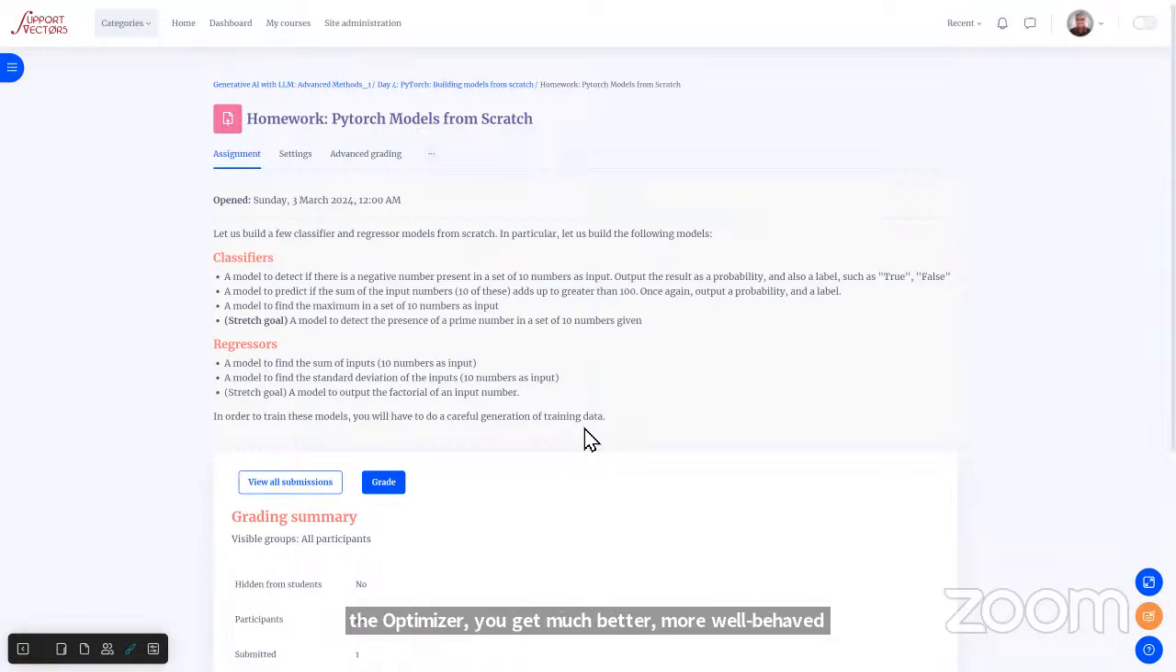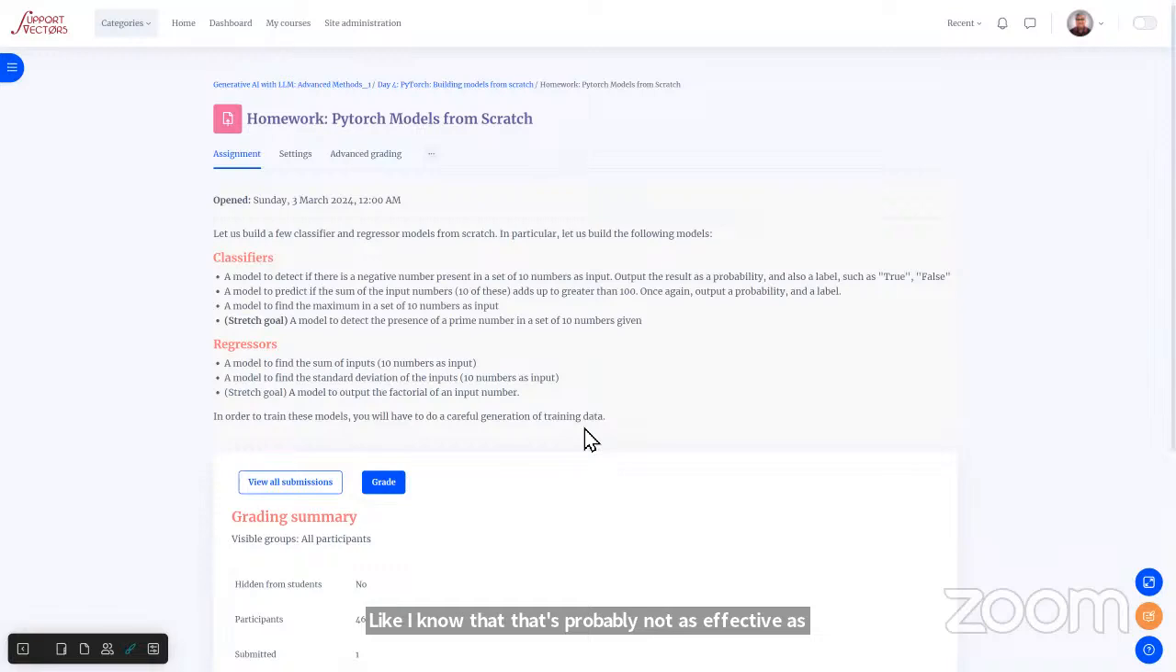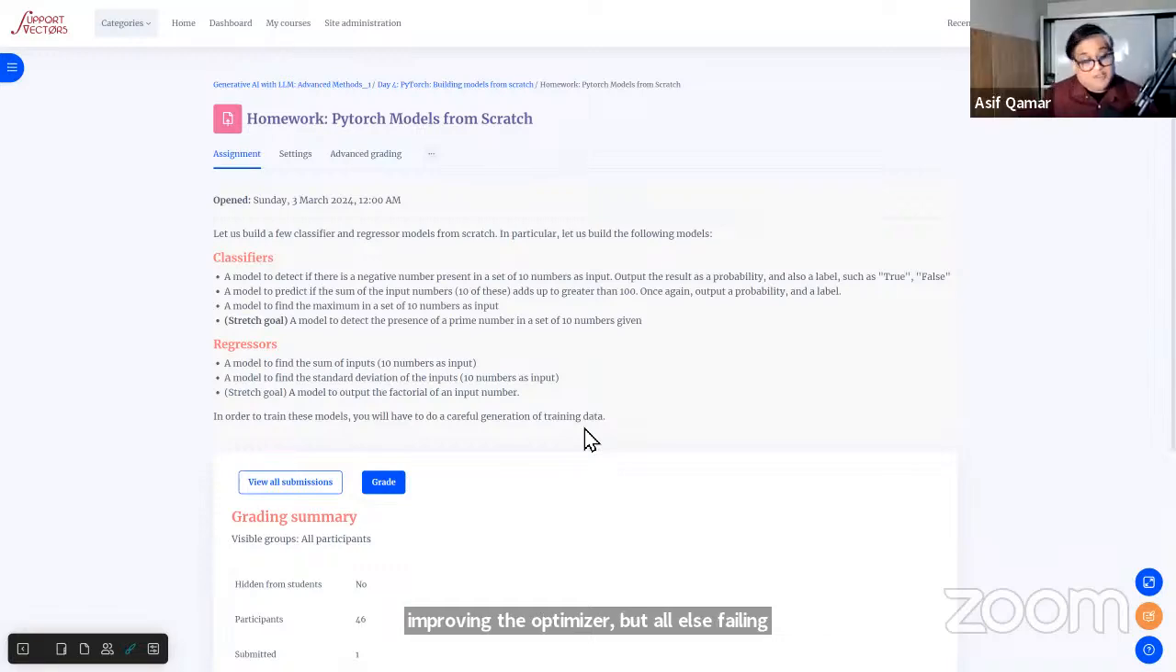I was told in college that if we had losses that blew up completely, like very unstable gradient descents, we were supposed to decrease the learning rate so that we would essentially force the optimizer to take smaller steps. I know that's probably not as effective as improving the optimizer, but all else failing, there are other ways to. That's a very good topic, Yashila, and I'd like to dwell on that.